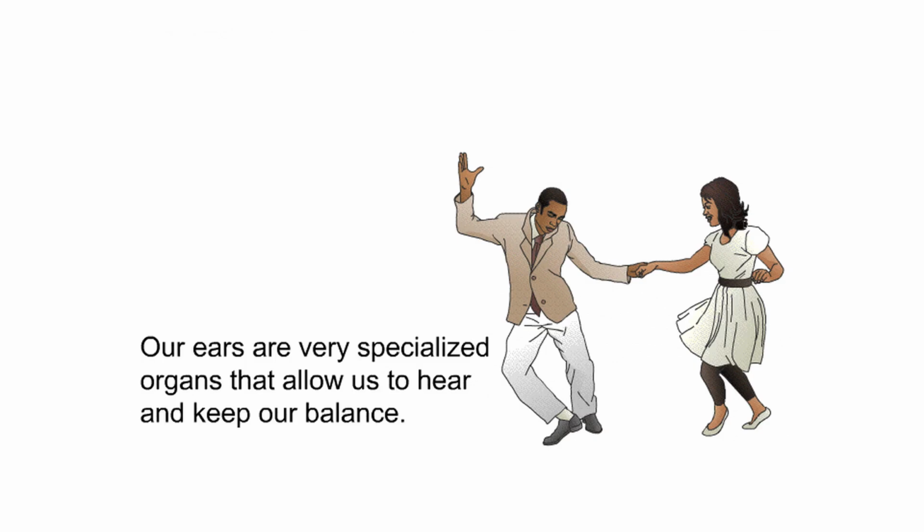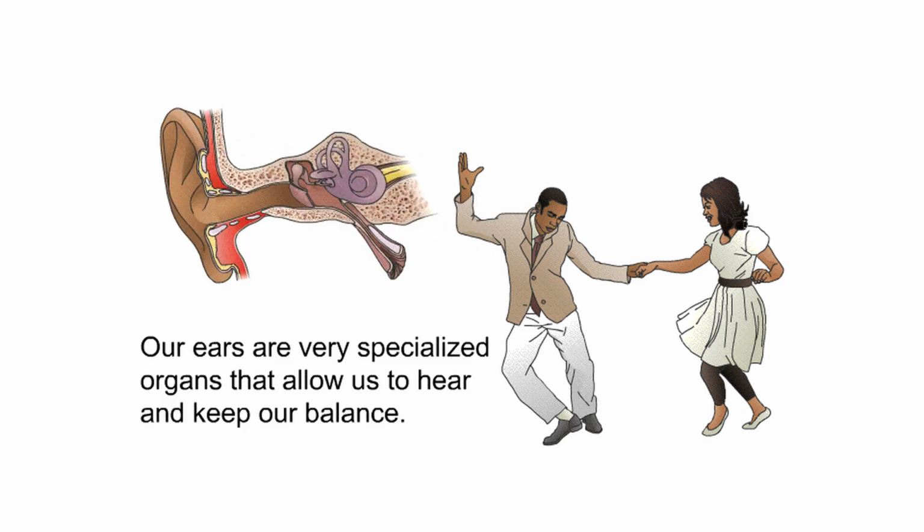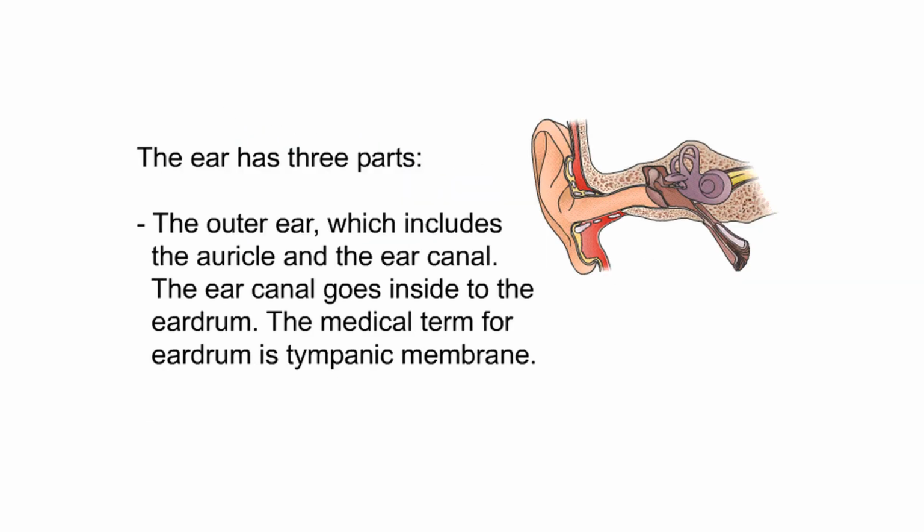Anatomy. Our ears are very specialized organs that allow us to hear and keep our balance. The ear has three parts. The outer ear, which includes the auricle and the ear canal. The ear canal goes inside to the eardrum. The medical term for eardrum is tympanic membrane.